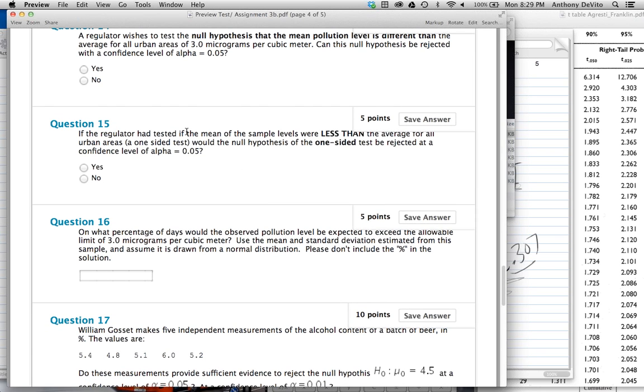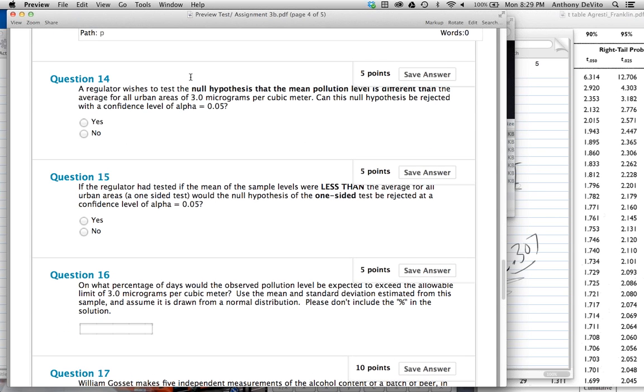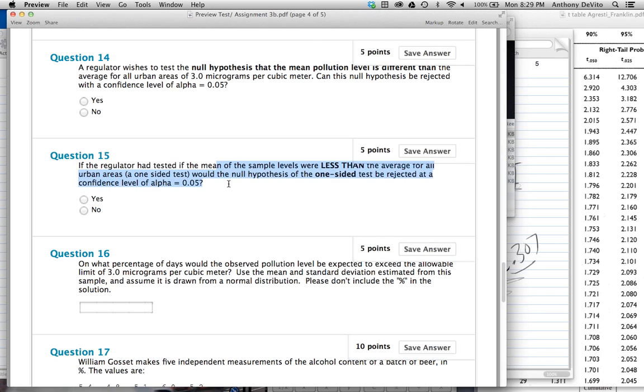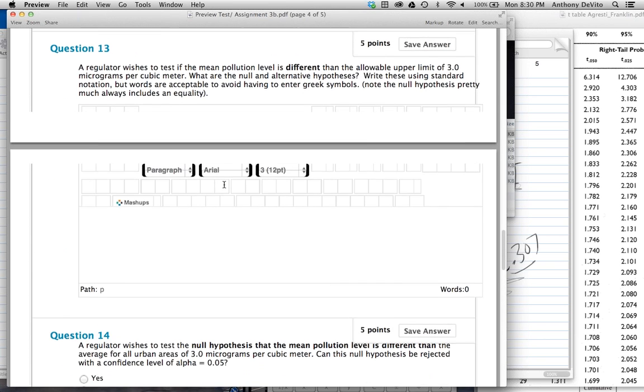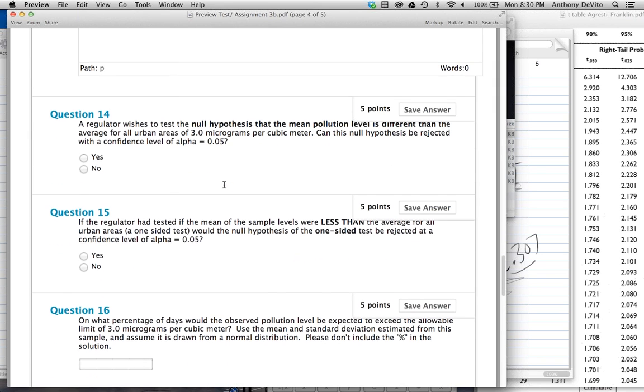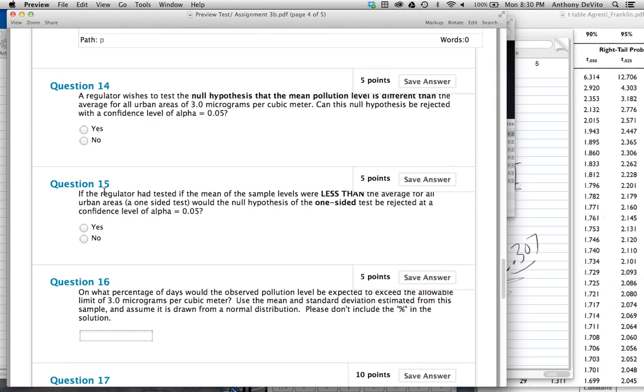If the regulator tested if the mean of sample... oh, now this is a little bit different. Question 14, we can reject the null hypothesis at the alpha level equals 0.05 because we exceeded our t-value. If the regulator had tested if the mean of the sample levels were less than the average for all urban areas, one-sided test, would the null hypothesis be rejected at a confidence level of 0.05? Let me see. So my t-score was 4 point whatever, right?